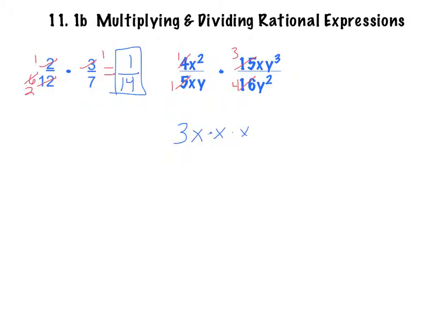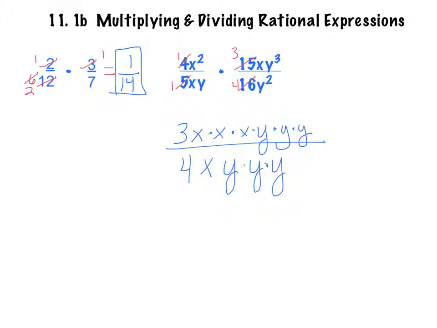Now, futuristically, you're not going to write this out that many times. I'm just showing you what's happening. And I have a y cubed, so that's a y times a y times a y. On the bottom, numbers, I'm going to have a 4, and I have an x, and I have a y, and then I have a y squared. So here's what's going on.